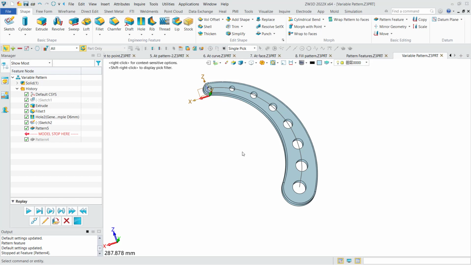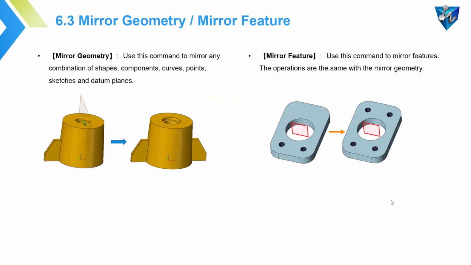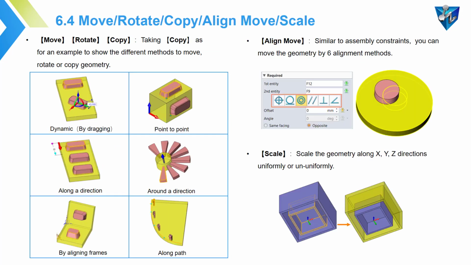Okay, this is all about the pattern geometry and the pattern feature. Next, let's talk about mirror. Comparing to pattern, mirror is much easier to understand. Similar to pattern, ZW3D also provides 2 mirror commands to deal with geometries and features. Later I will show you in the software. Okay, now let's move to the next page.